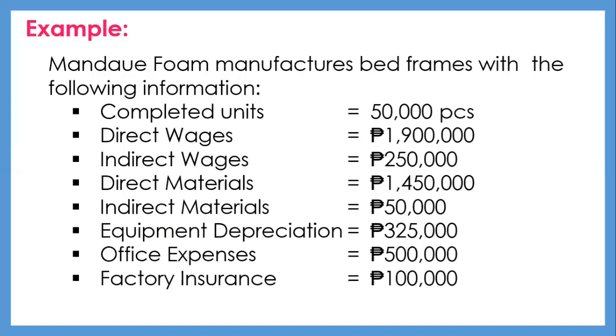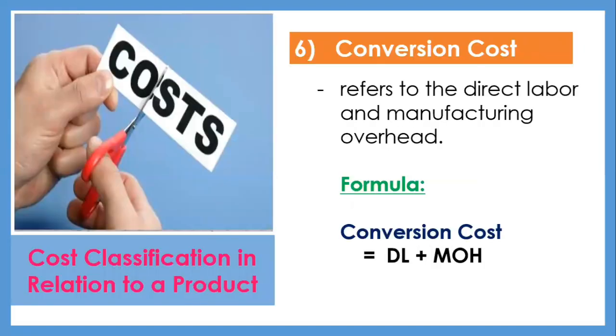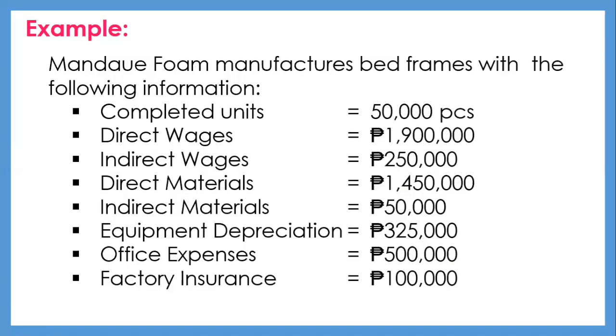We also have equipment depreciation, 325,000 pesos. Next, we have office expenses amounting to 500,000 pesos. And finally, we have factory insurance amounting to 100,000 pesos. Remember that the formula in getting our conversion cost, all we need to take into account are the direct labor and manufacturing overhead costs. Now, the first thing that we need to do in order to solve this problem is to determine our direct labor based on the given information.